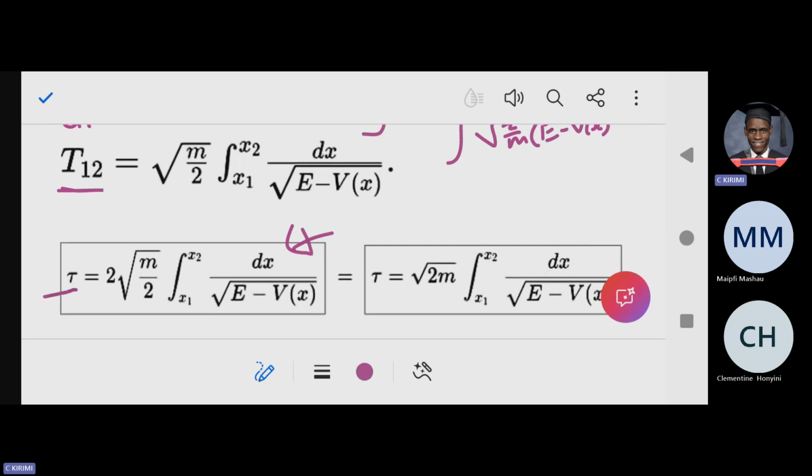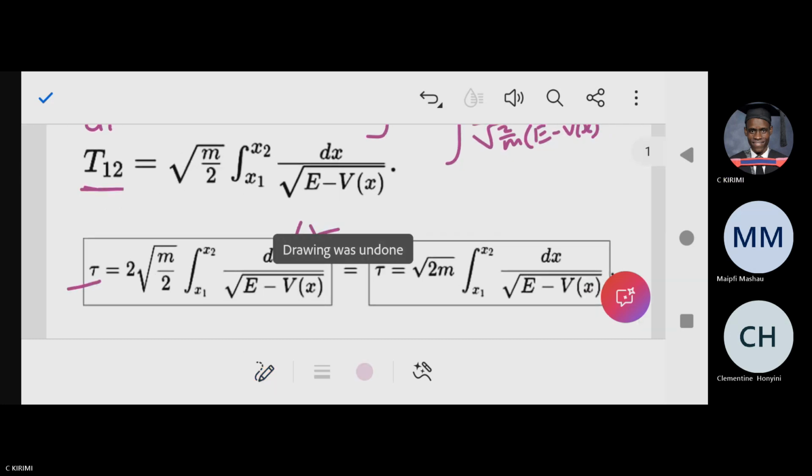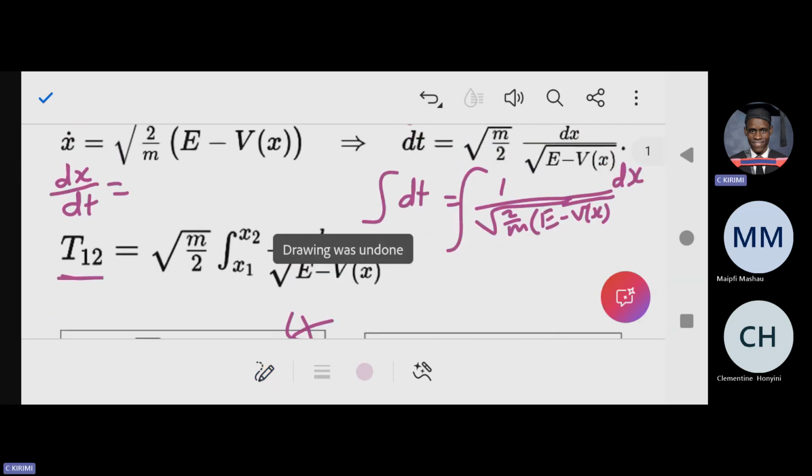If I integrate the left with respect to t, then I integrate the right, which was under the square root. So it's the root of m over 2 outside the integral, from x1 to x2.